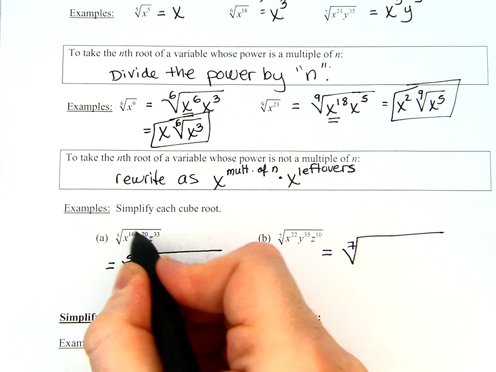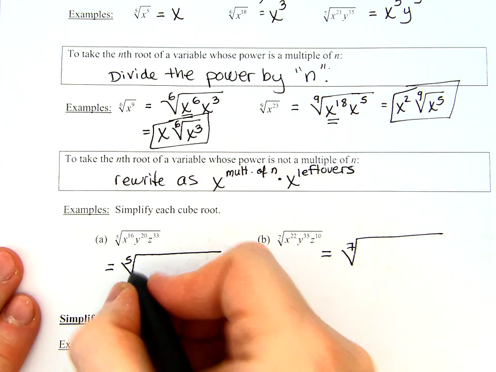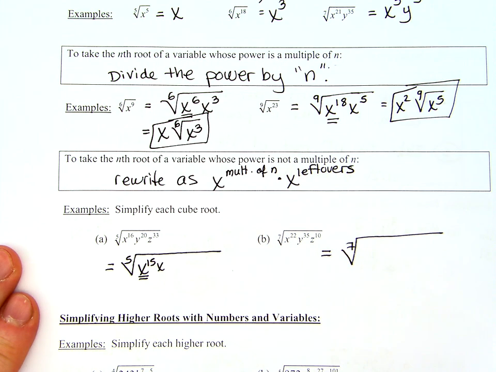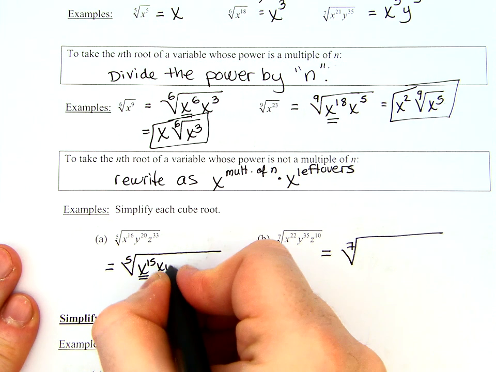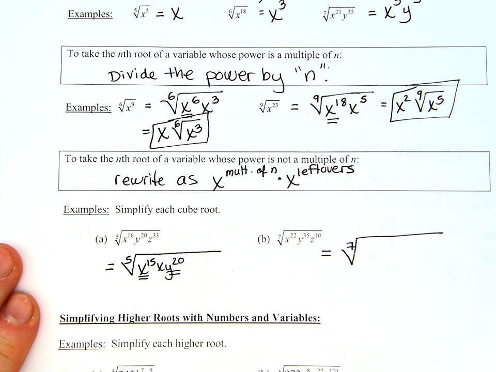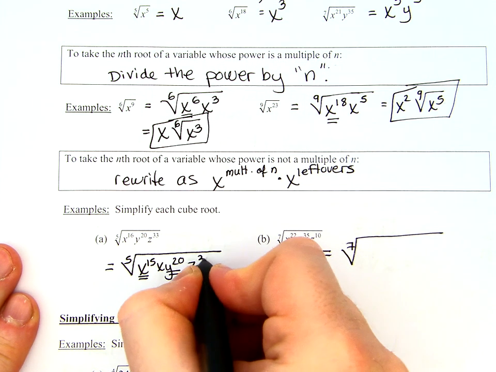Spencer, what did you do to x to the 16th? I like it. x to the 15th times x. Isabella, what about y to the 20th? Yeah, we'll just leave that. We'll simplify in a moment. So since you didn't do any work there, how about z to the 33rd? What about the z? Good.